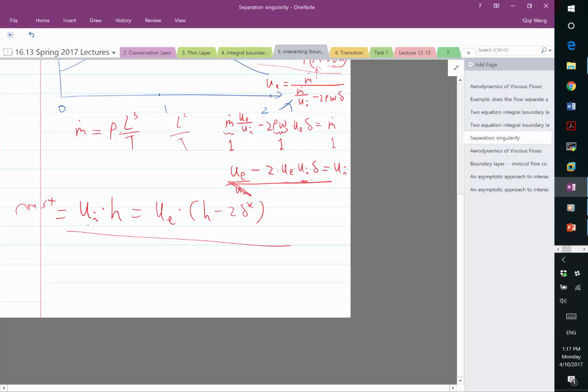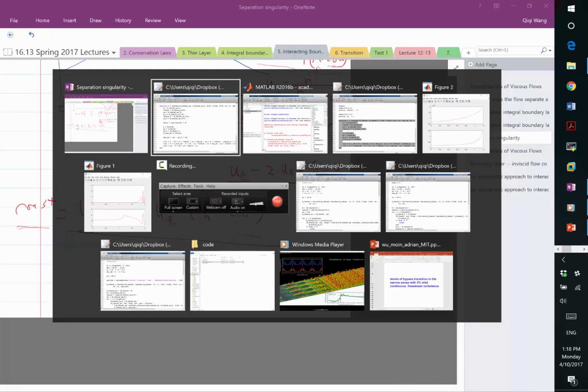So basically, from this UI, which is given, we are going to figure out basically h over that constant, and then substitute it into here. We are going to have a relationship between UE and delta star. So that's the third equation.